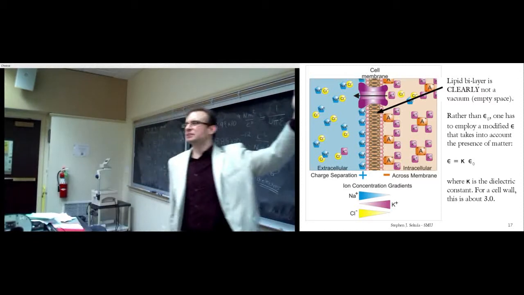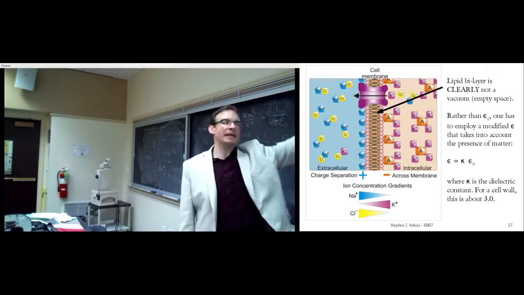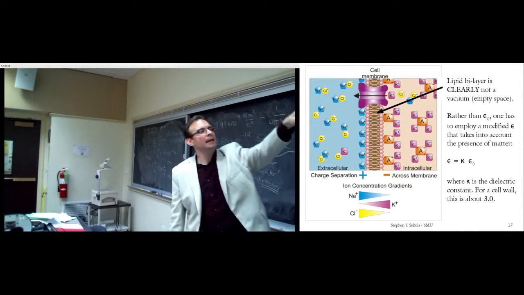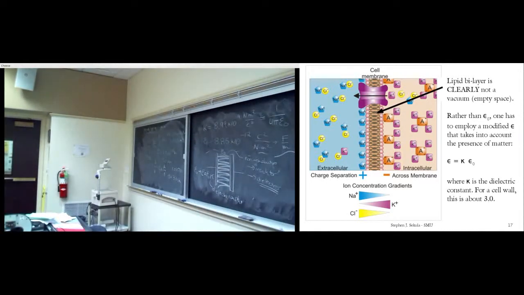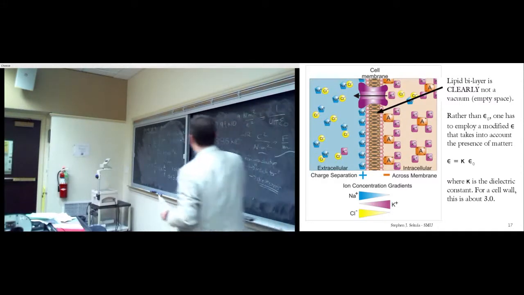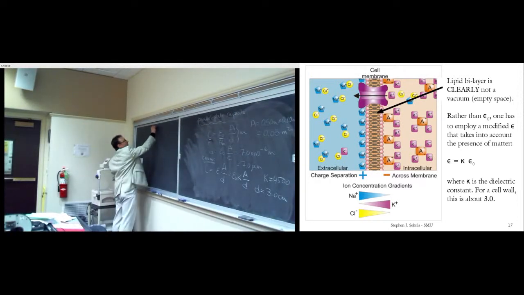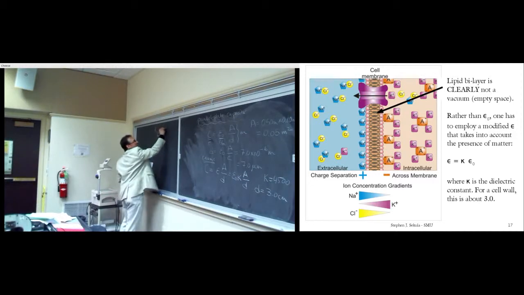The membrane is obviously not empty space. We know now that it's a two-layer thing of lipids, so fats. And it clearly has a dielectric constant, okay? This is not empty space. So it turns out that for a cell wall, that dielectric constant, kappa, is about 3. All right, so let's jot that down. So kappa for a cell membrane gap is about 3. Okay? And it's a dimensionless number.